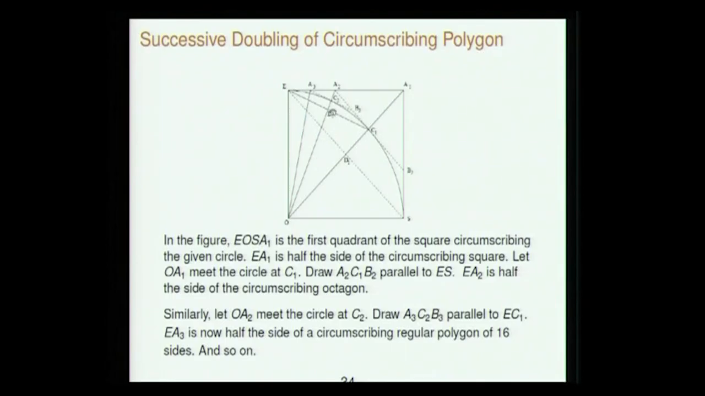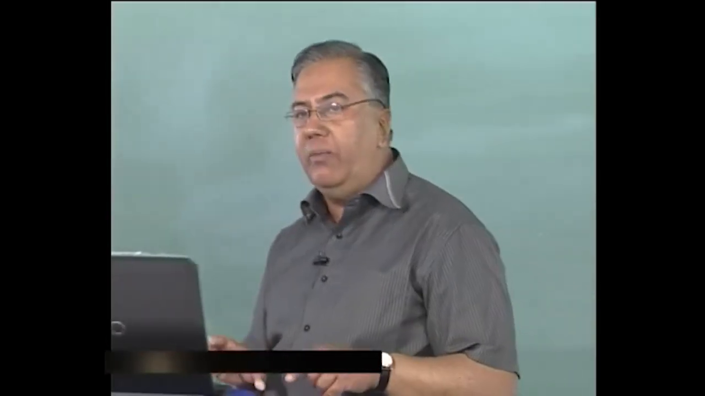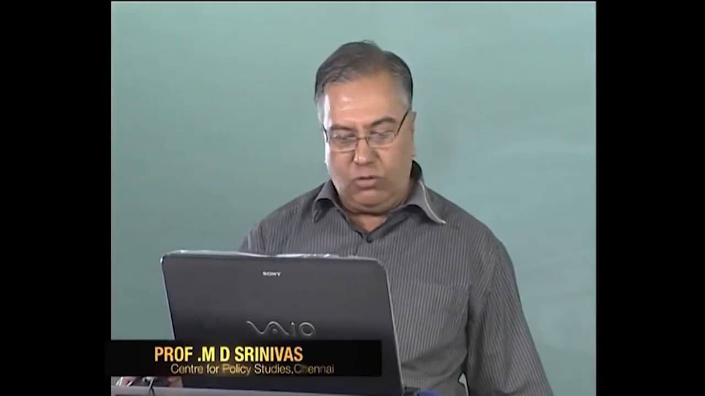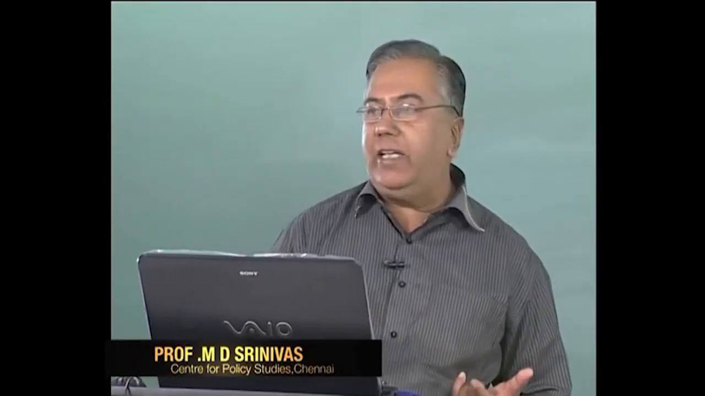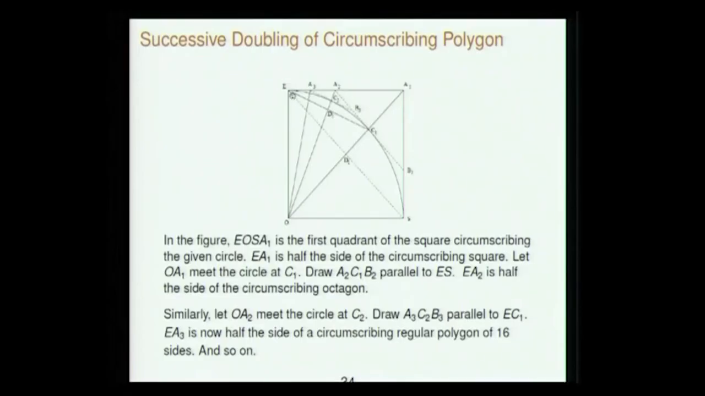Then this OA2 meets at the point C2, now draw A3C2B3 which is parallel to C1E, and like that you go on. So this EA2 will be the side of a circumscribing octagon, EA3 will be a side of a circumscribing polygon of 16 sides. So these complex geometrical arguments are indeed dealt with in Yukti Bhasha. Now the rest of the argument is using right angle triangles and similar triangles, estimating EA2, EA3.